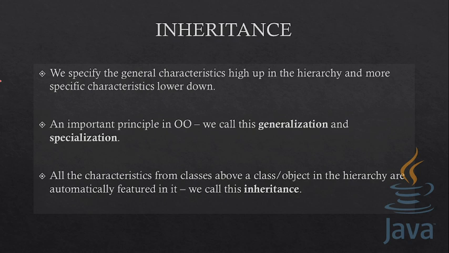So all of these characteristics of classes, about a class and object, so the "is-a" relationship in the hierarchy are automatically featured in the lower classes, so we call this inheritance. That is the process of inheritance.